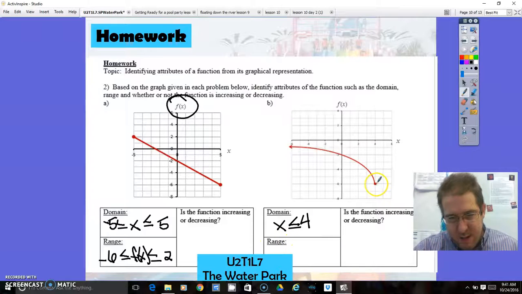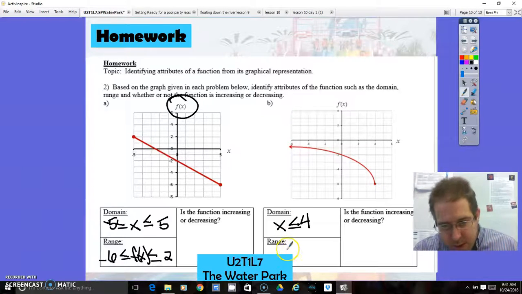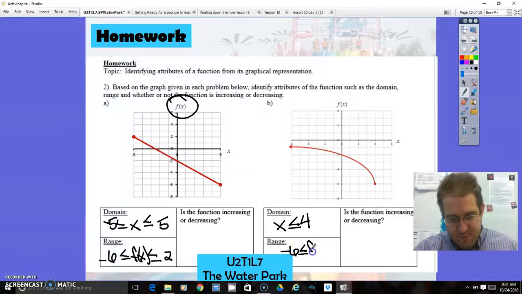Range. The range in this case is a lowest point of -6, and let's see, -6 is less than or equal to f of x. And the highest part, I don't know if we've talked about asymptotes yet.